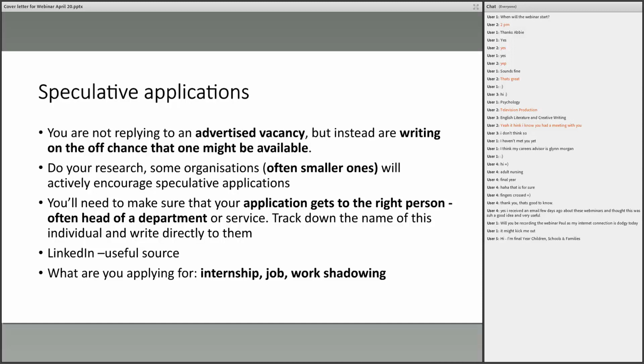The other thing you need to put as well, which is really important, is what you're applying for. You might be a second year or third year student looking for an internship or work experience or work shadowing. Work shadowing is where you go and sit with somebody and see what they do. And then quite a lot of students who are going to be final year students are looking for a job. So that's what.